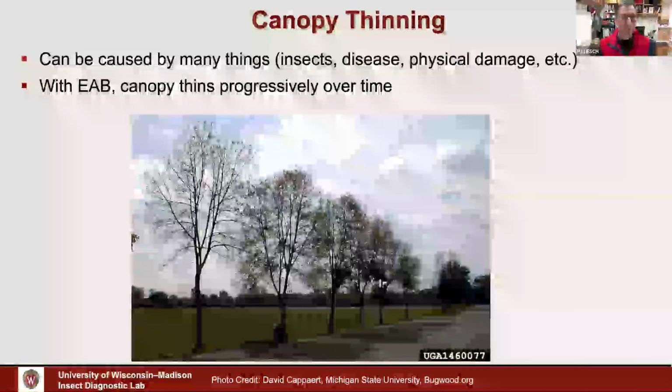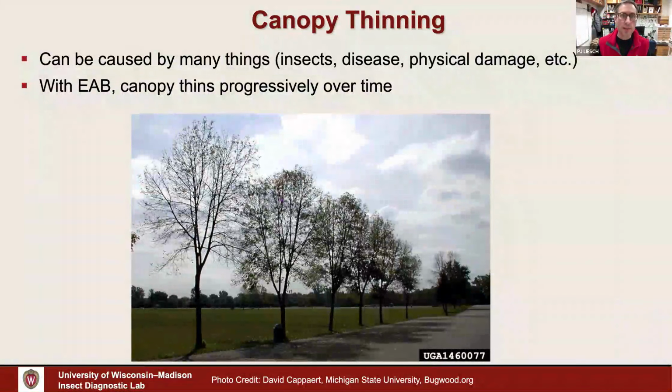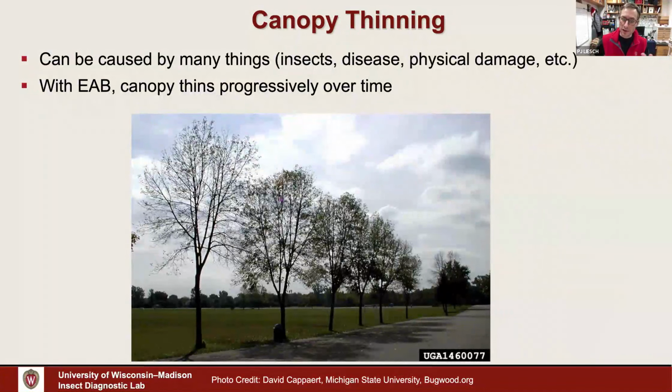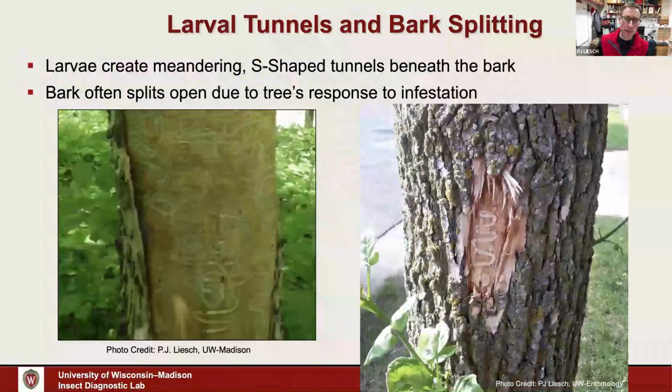But if you have an ash tree with emerald ash borer, give it time. The canopy will thin as that tree is dying out. And again, this is going to be a progressive thinning over the course of typically multiple years with emerald ash borer. So that's another symptom. You'll see it with EAB, but other things can cause canopy thinning too.